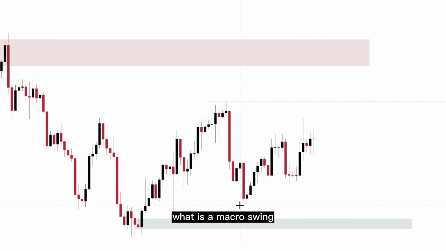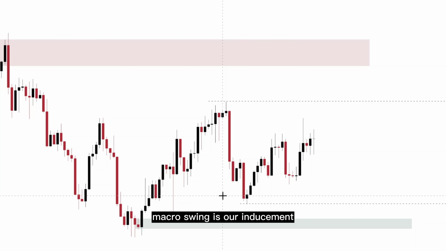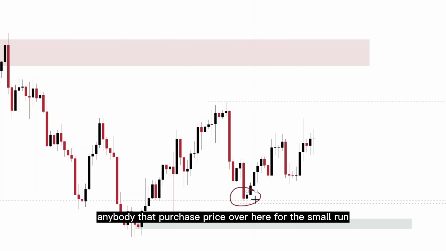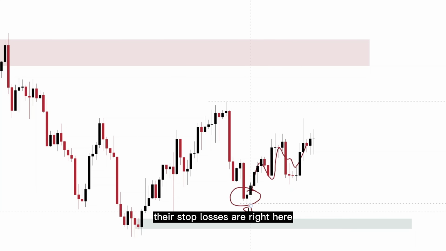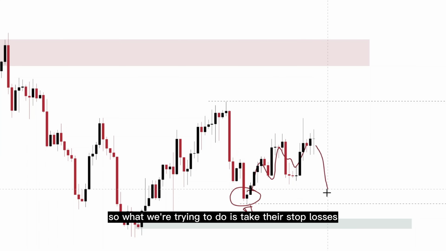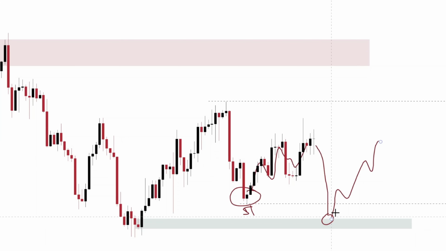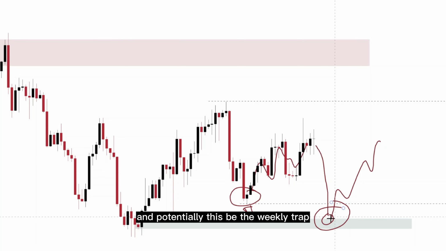What is a macro swing? A macro swing is our inducement, which is basically anybody that purchased price over here for this small run. Their stop losses are right here. So what we're trying to do is take their stop losses, attack our extreme order block to expand, and potentially this be the weekly trap.